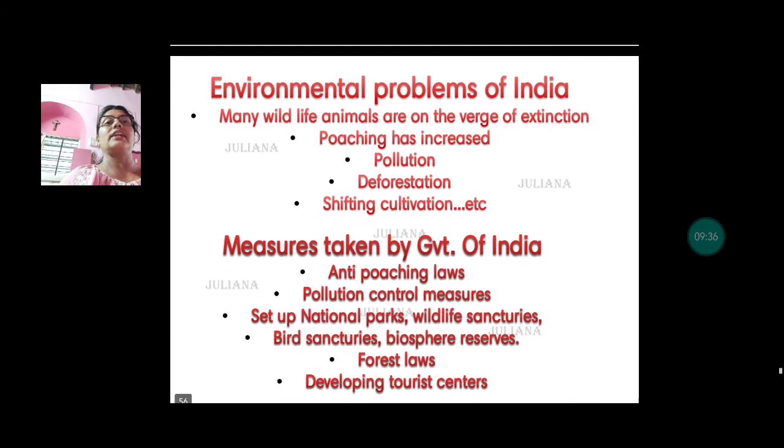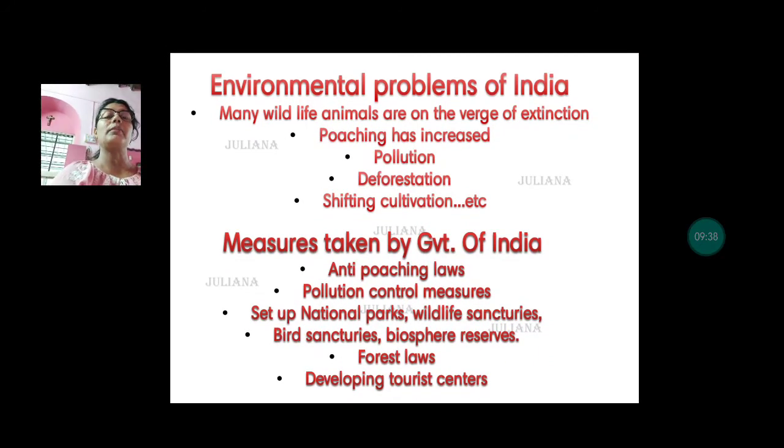Environmental problems of India. Just like Brazil is facing environmental problems, India too faces environmental problems. Many wild animals are on the verge of extinction. I will be talking about extinct animals very soon. Poaching has increased, with illegal smuggling and killing of animals like elephants and tigers for their skin, for sport or for many other reasons. Pollution is another reason for our environmental problems. Then deforestation and shifting cultivation. Like Brazil has slash and burn cultivation, here we have shifting cultivation.